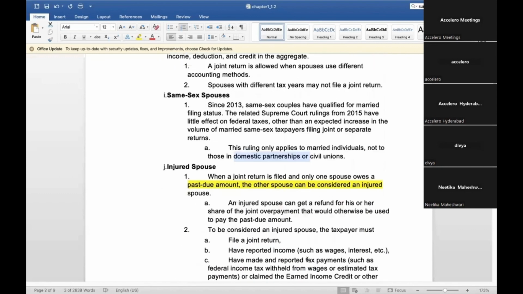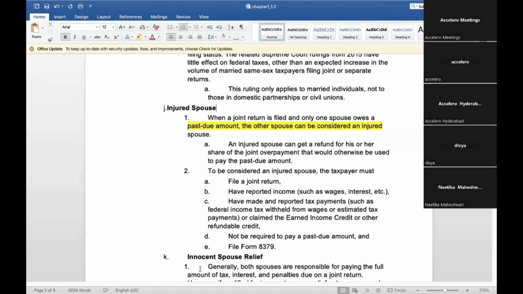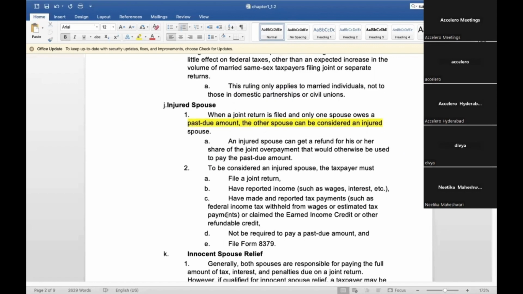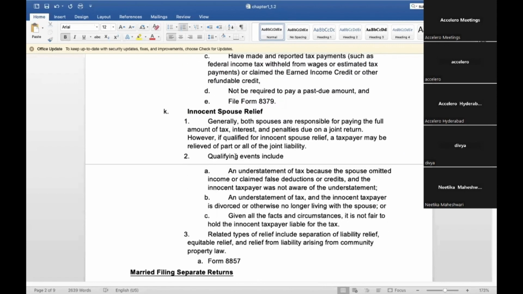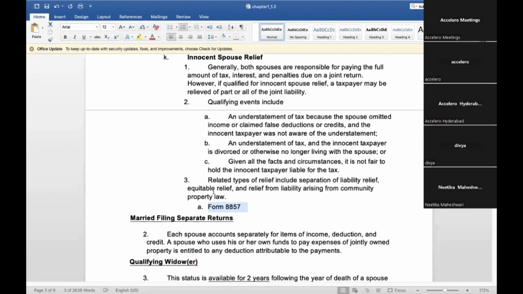Then there are certain conditions we saw, like how can an injured spouse get relief, or how can an innocent spouse get relief? Injured has something to do with the past due amount. Innocent can be the current amount and all. If the spouse doesn't know how the money has been earned, or if there has been any fraudulent claim of any credit and stuff, and the spouse doesn't want to take any liability, they can file this form with the IRS saying, okay, I'm the innocent spouse, so get me out of it. I don't want to bear the burden of tax or any wrongdoings.